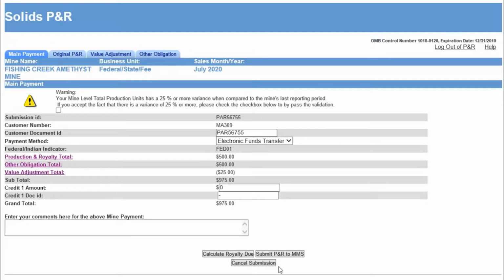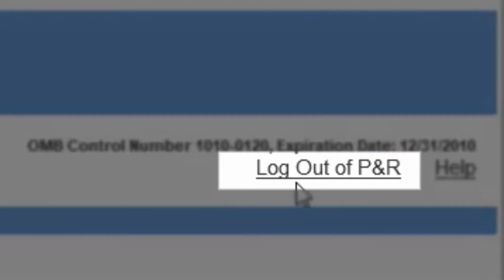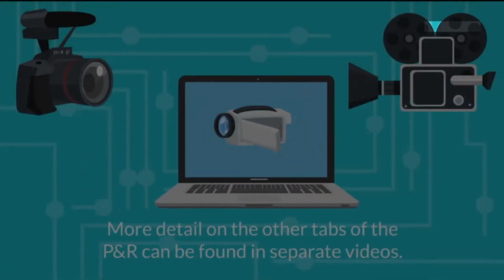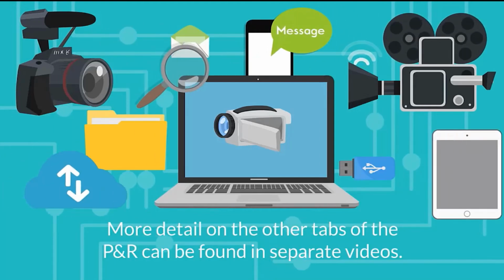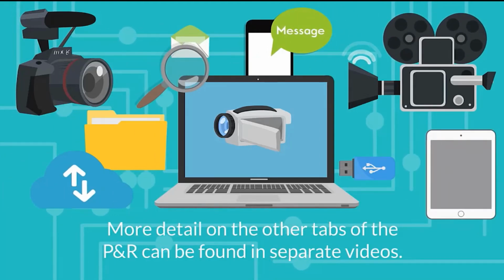After selecting one of the three options, you are done with your P&R for that session. You may then log out of the system. Log out of P&R located in the upper right of the page. More detail on the other tabs of the P&R can be found in separate videos. If you have any questions, contact a Solid Minerals reference data analyst.